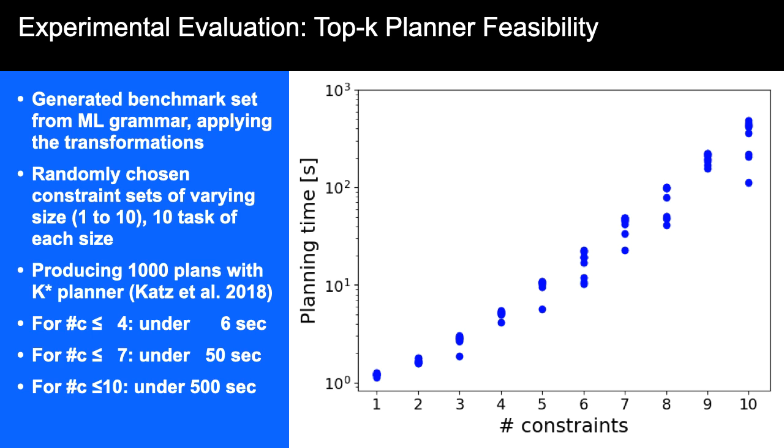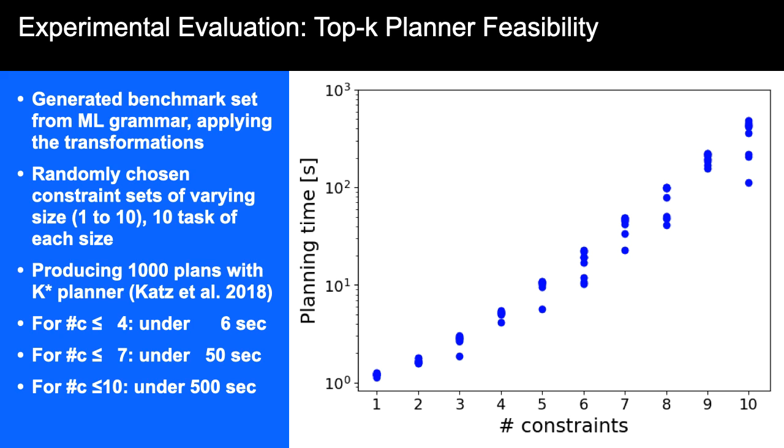In order to investigate the practical feasibility of our approach, we performed an experimental evaluation. First, we checked if existing top K planners can be used for the classical planning tasks that are generated using our approach within a sensible time bound. For that, we generated a benchmark set from the machine learning grammar, applying the transformation mentioned in the previous slides, randomly choosing constraint subsets of sizes varying from 1 to 10, creating 10 tasks for each subset size.